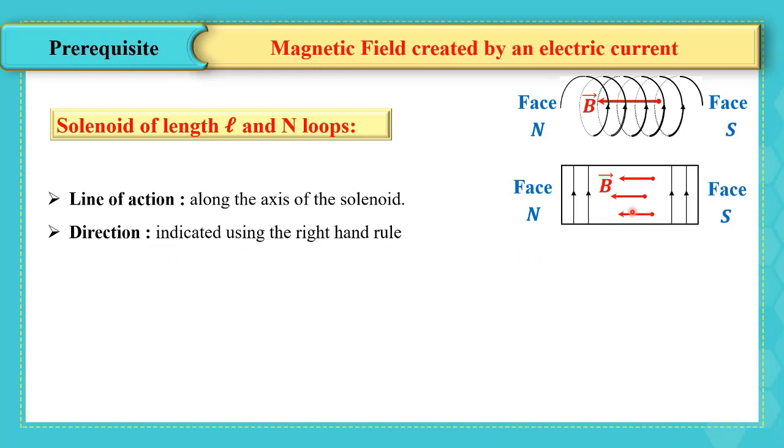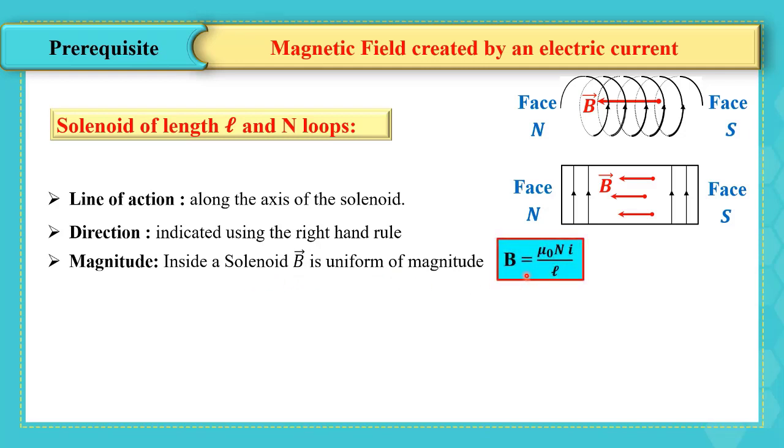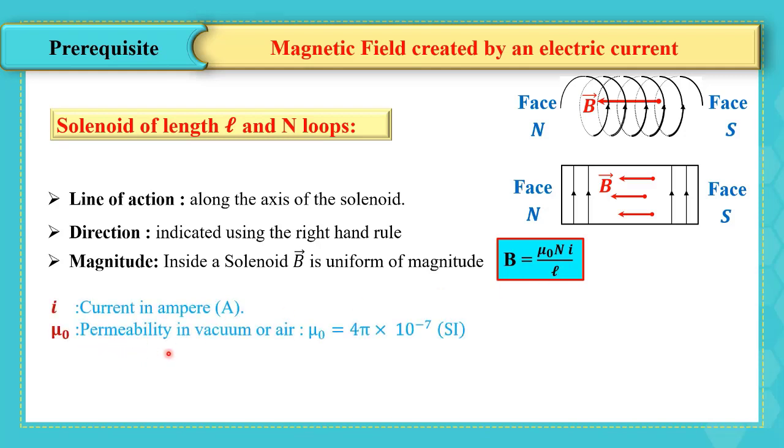Also, the thumb indicates the direction of the magnetic field, while the curved fingers take the direction of the current across the solenoid. The magnitude inside the solenoid is uniform and equal to B equals mu 0 N I over L, where I is the current in ampere, mu 0 is the permeability in vacuum or air, and L is the length of the solenoid in meter.